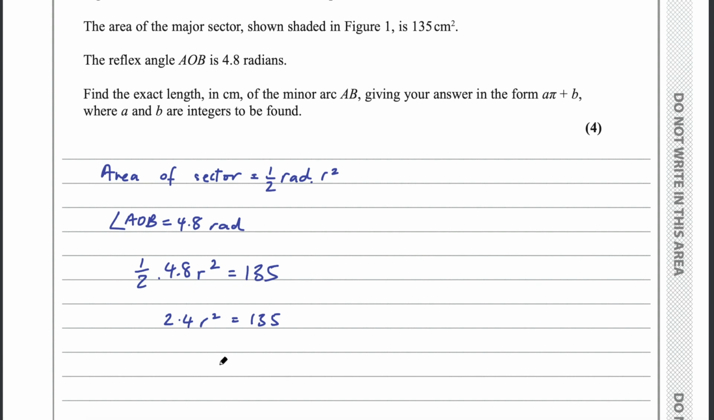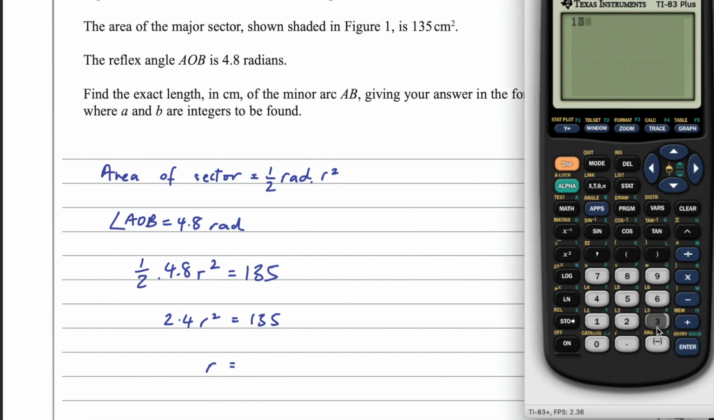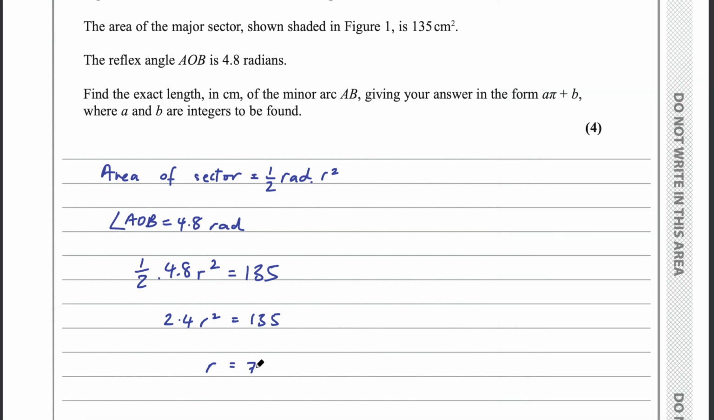Divide 135 by 2.4. Let's do that on a calculator. So 135 divided by 2.4 gives us 56.25, and then we take the square root of that answer to get the radius, and we get 7.5. So the radius of this circle is 7.5 centimeters.